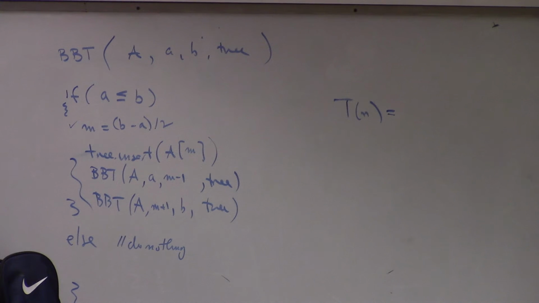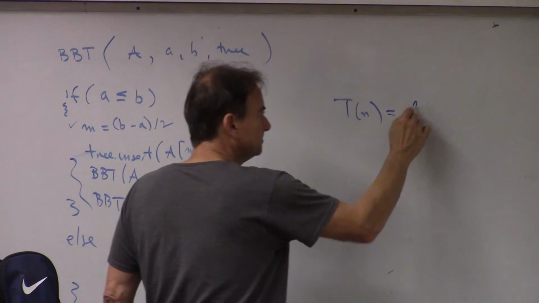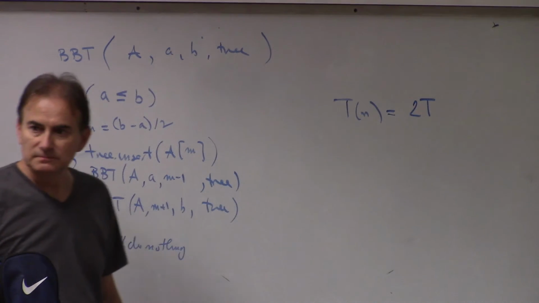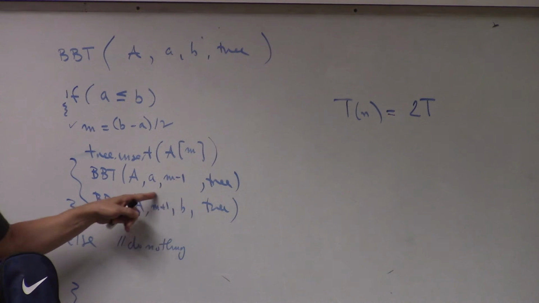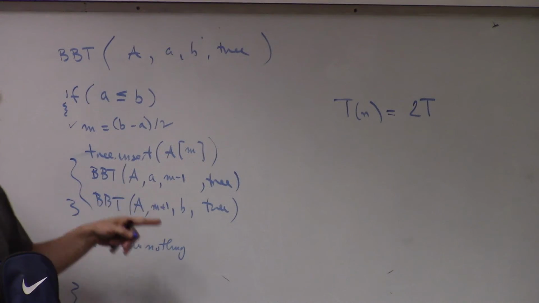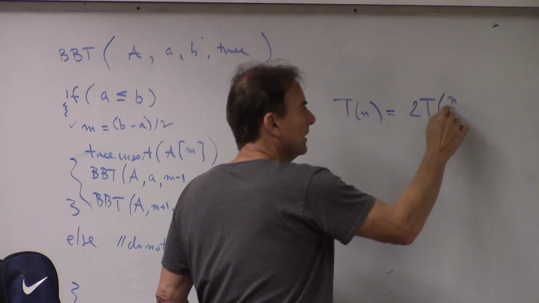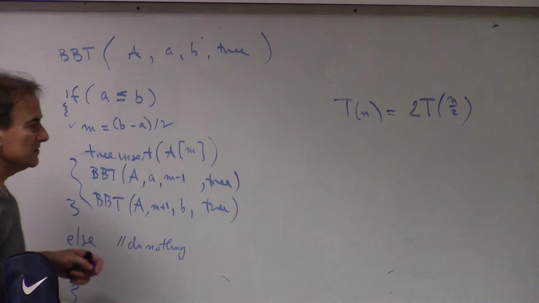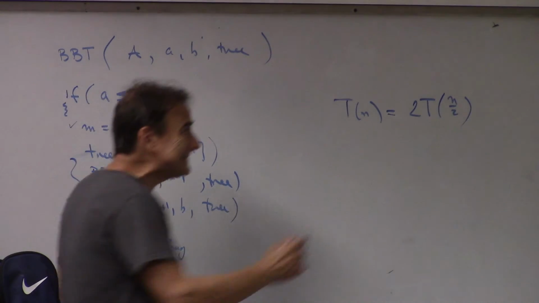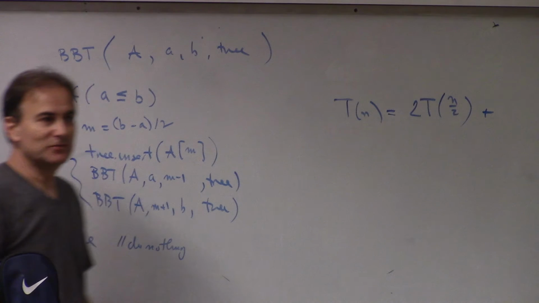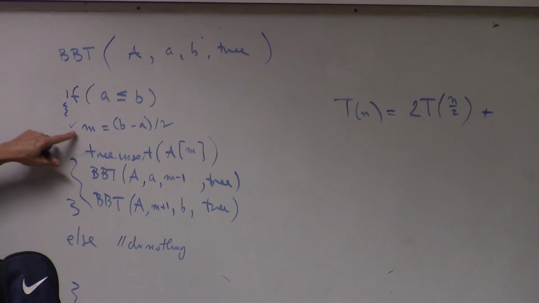Go ahead. 2 T of n over 2. How are we reducing the problem? Because basically these are taking the left side and the right side of the array, so roughly the reduction is in half. Actually, it's a little bit less than that, isn't it? Because we've taken one out. But it's good enough. So now, plus, oh, this is a tough one. Plus what? Plus the actual cost.